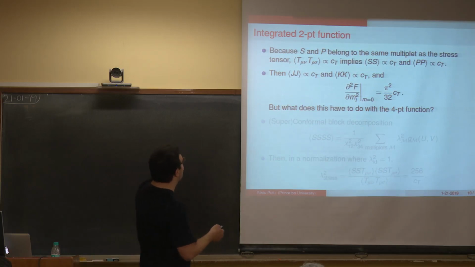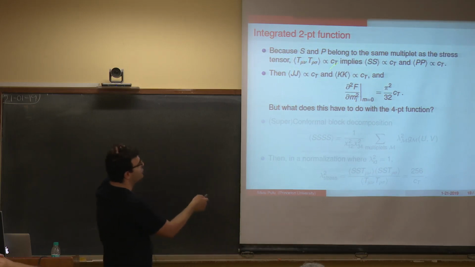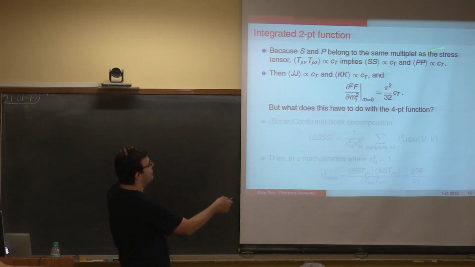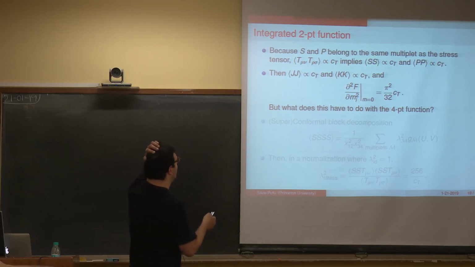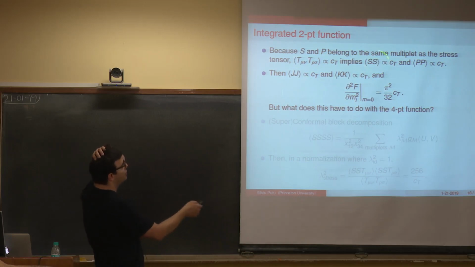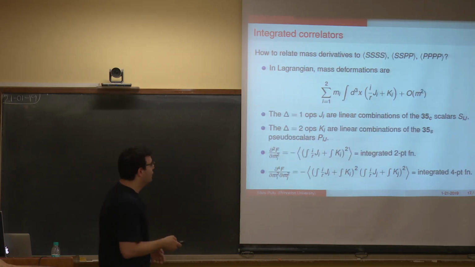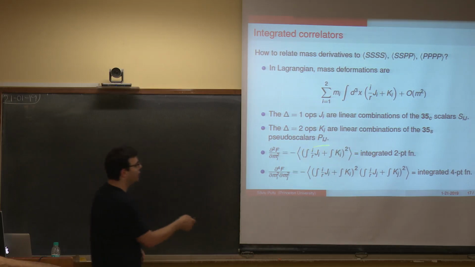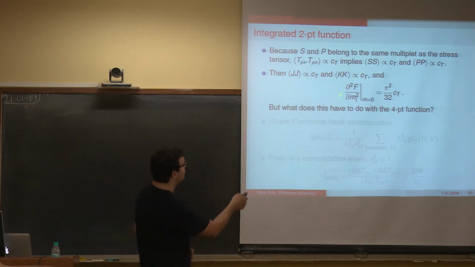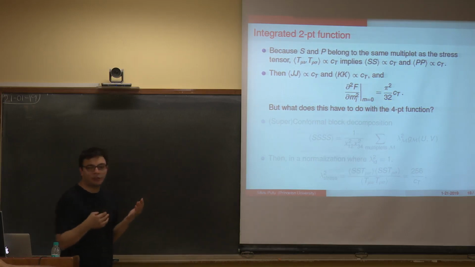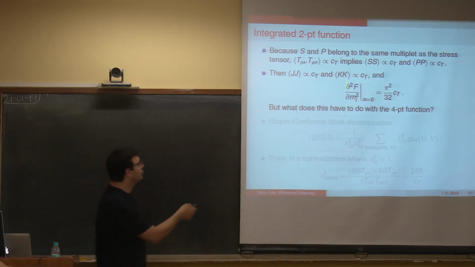The integrated two-point function. Because S and P belong to the same multiplet of the stress tensor, and the two-point function of the stress tensor is proportional to CT, that means that the two-point function of S and the two-point function of P are also proportional to CT. Because the J's and the K's are linear combinations of the S's and the P's, their two-point functions are also proportional to CT. So this integrated two-point function over here is proportional to CT. If you work out the numerical factor, it's given by this. So this is the way to compute CT in this theory. It's just proportional to the two derivatives of F with respect to the masses. Does that come as a zeta function?